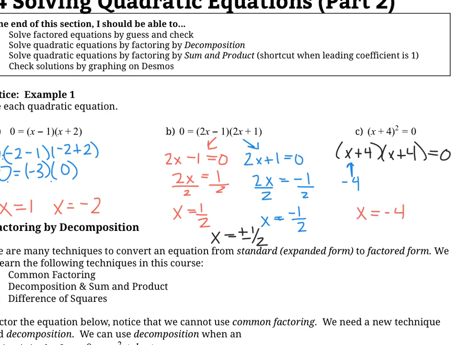How about the next one? Well, it's the exact same. If x is equal to negative 4, negative 4 plus 4 will also equal 0, and the entire equation will be 0. So we only have one solution here. It is x is equal to negative 4.